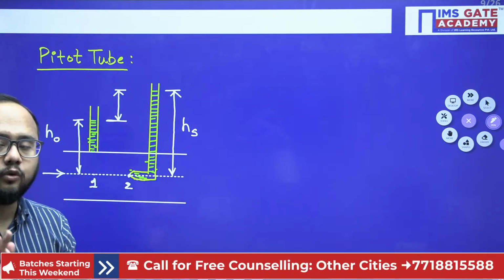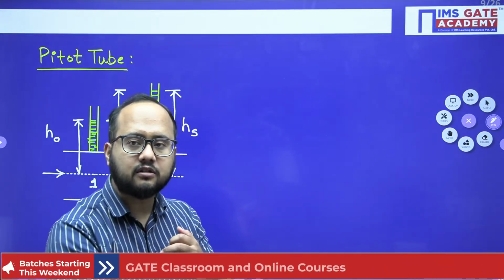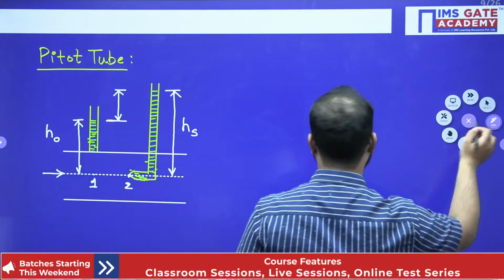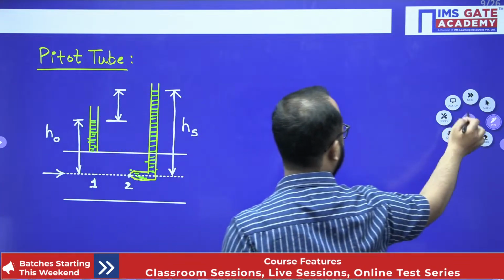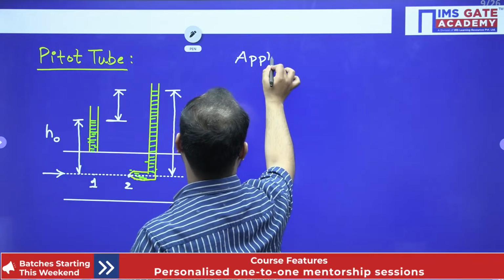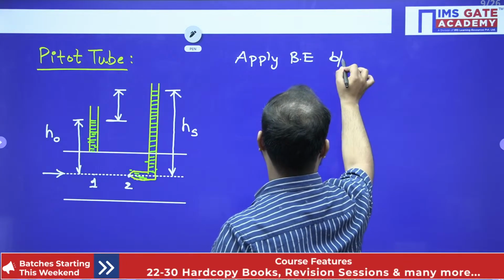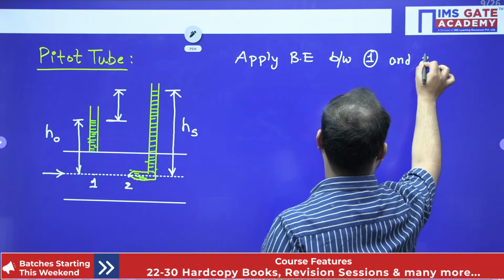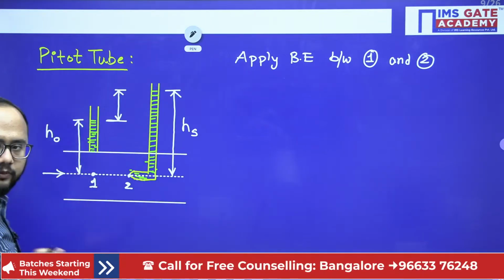Now I will tell you where that kinetic energy has gone. Just by applying Bernoulli's principle, you will be able to understand. So applying Bernoulli's equation, here I will apply it between points 1 and 2. I hope the point is clear.